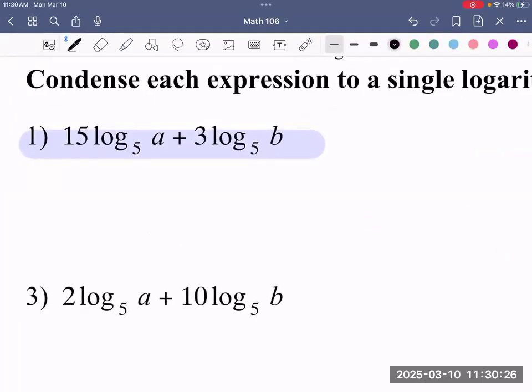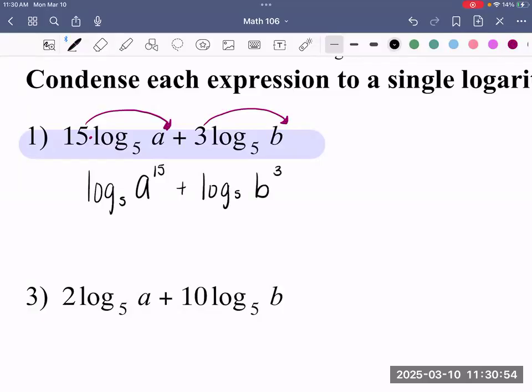Notice that we have your 15. Your 15 is really your k. So these ones get to come up on top of your function here. Same thing, 3 gets to go up on top of your b here. So we have log base 5 of a to the 15. That is your k. That was your exponent. Plus log base 5 of b to the 3. Again, that was your exponent.